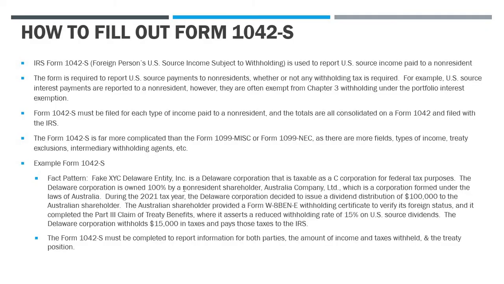Now, the Delaware Corporation withholds $15,000 in taxes from the 100, and it pays that to the IRS. So effectively, the Australian shareholder gets $85,000, right? So they get $85,000 out of 100 because the IRS wants their piece of the U.S. source dividend income. So they get 15%. All right, so the Form 1042S has a number of different fields on it. We have information on both parties, the amount of income, taxes withheld, the character of the income, and the treaty position taken.